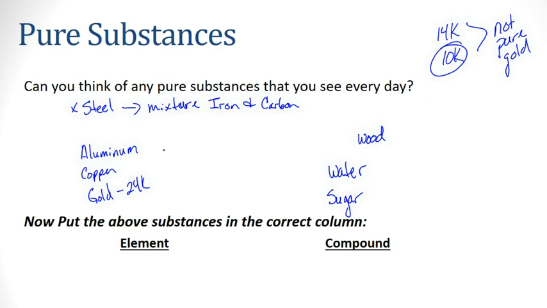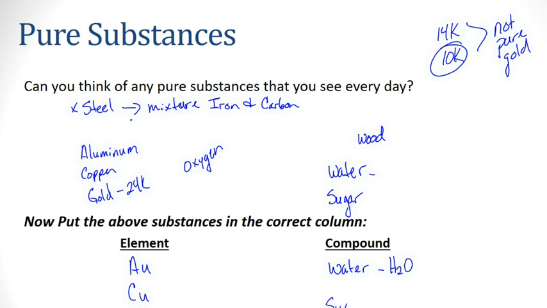So let's talk about which things are elements. Okay, we'll put oxygen too. You can have pure oxygen, I guess. So which things are elements? Gold is an element. I'm going to put Au for gold. Copper, Cu. Aluminum, Al. And oxygen that we breathe is O2, so that's also an element. Now, water would be a compound. Why? What's it made of? Hydrogens and oxygens, right? H2O.